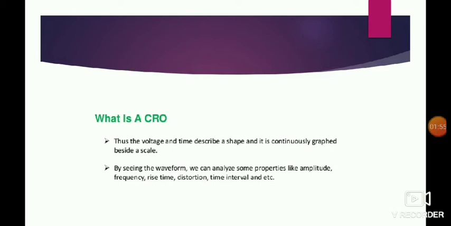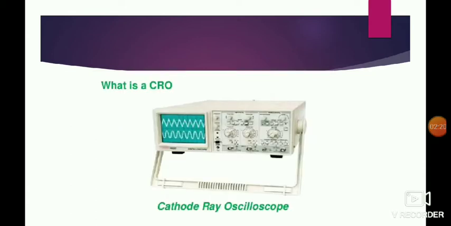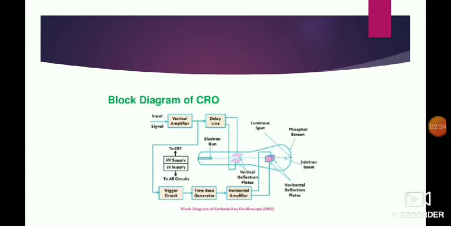Thus, the voltage and the time describe a shape that is continuously graphed against a scale. By seeing the waveform, we can analyze some properties like amplitude, frequency, rise time, distortion, time interval, etc. This is the diagram of CRO to observe amplitude and frequency of any signal. This is the block diagram of CRO.